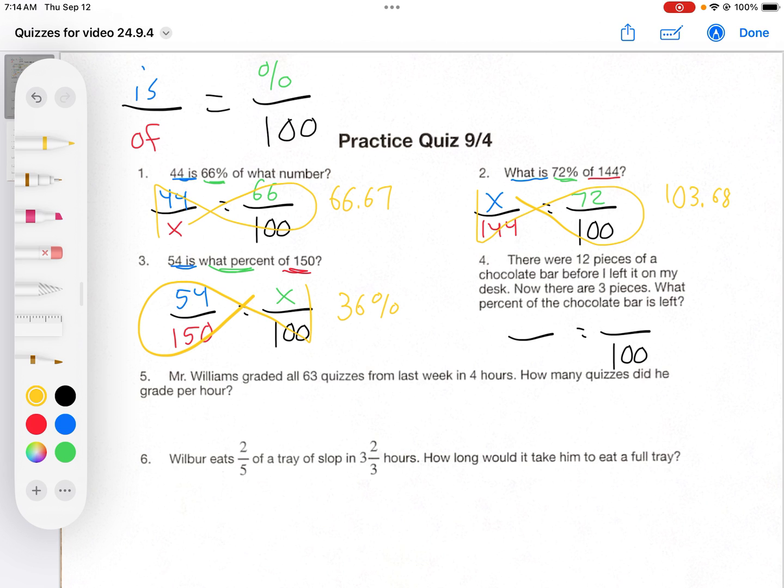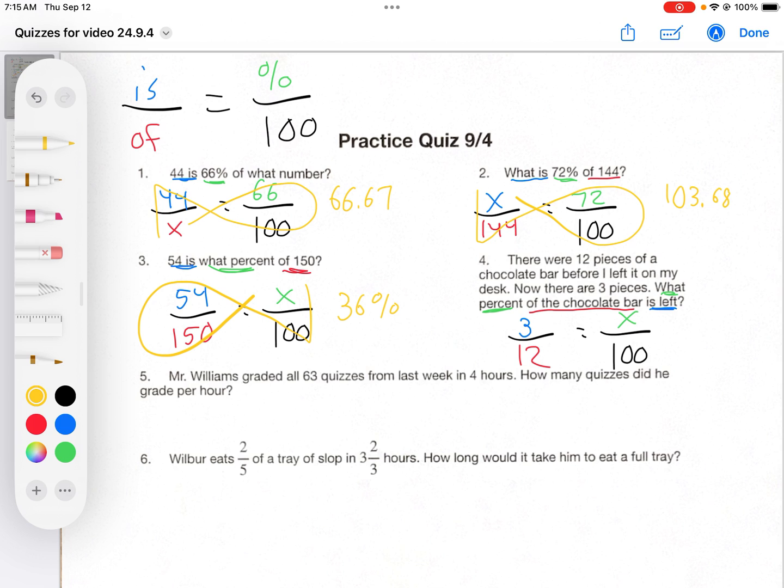Number 4, there were 12 pieces of a chocolate bar before I left it on my desk. Now there are 3 pieces. The question itself gives me pretty much everything I need if I can look in the rest of the problem for that information. What percent, so I don't know the percent, of the chocolate bar, so the entire chocolate bar had 12 pieces, is left. And there were 3 pieces left.